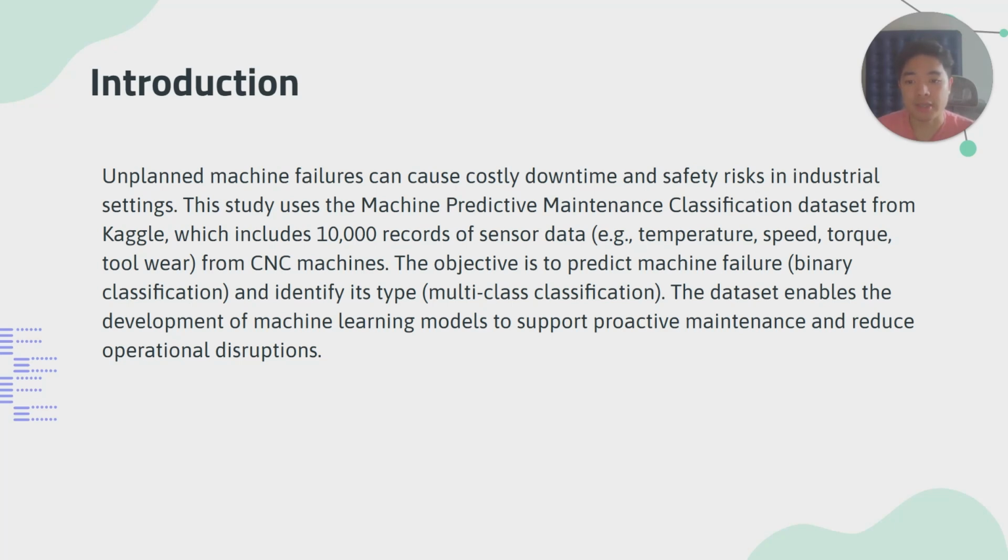For our objectives, we aim to predict whether or not a machine is likely to fail, which would be a binary classification, and next is to identify its type if a failure is predicted. This would be a multi-class classification, where the model identifies the most likely cause from several possible failure types. The dataset enables the development of machine learning models to support proactive maintenance and reduce operational disruptions.